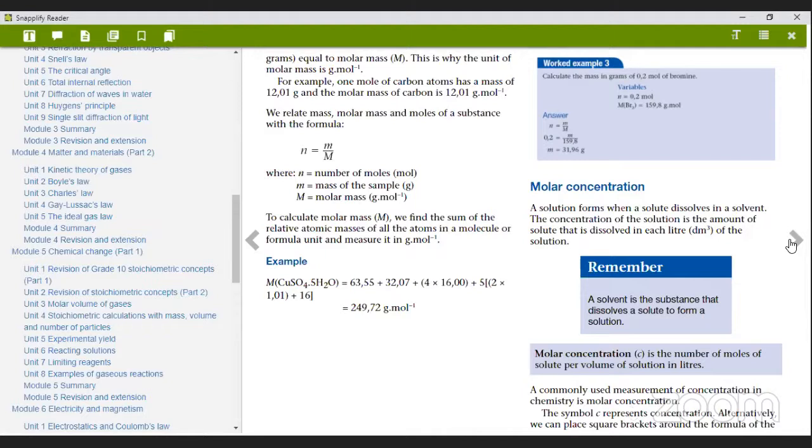Okay, then we go to molar concentration. A solution forms when a solid dissolves in a solvent. The concentration of the solution is the amount of solute that is dissolved in each liter, in dm cubed, of the solution. So remember that a solvent is a substance that dissolves a solid to form a solution. I can give you an example of that.